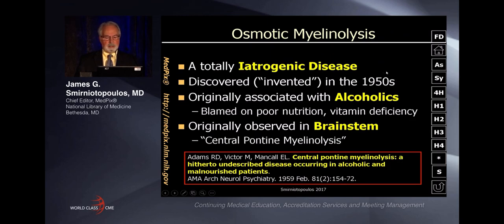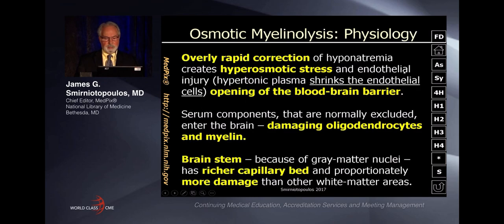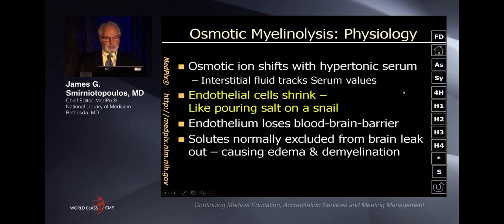So osmotic myelinolysis, again, is an iatrogenic disease invented by doctors in the 1950s at the Massachusetts General Hospital. It primarily involves the pons in about two-thirds of cases. It's probably due to the fact that the osmotic shifts shrink the endothelial cells, opening up the blood-brain barrier, damaging the oligodendrocytes. The endothelial cells shrink, very much like pouring salt on a snail. Has anyone ever done that? Poured salt on a snail?